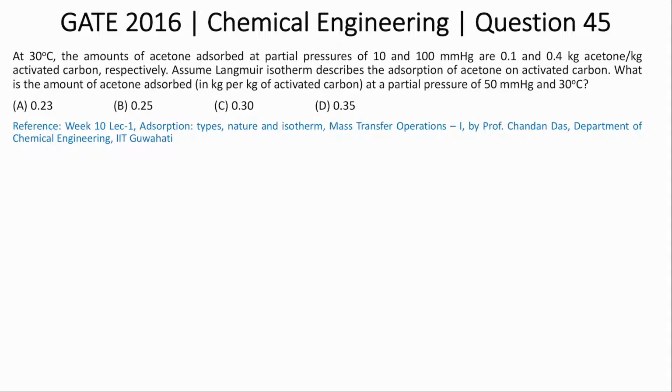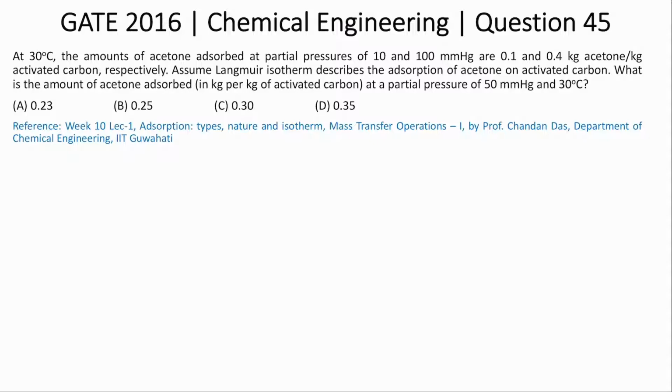Hello everyone. Today we'll be looking at question number 45 from Chemical Engineering GATE 2016. At 30 degrees Celsius, the amount of acetone adsorbed at partial pressures of 10 and 100 mmHg are 0.1 and 0.4 kg of acetone per kilogram of activated carbon respectively. Assume Langmuir isotherm describes the adsorption of acetone on activated carbon.